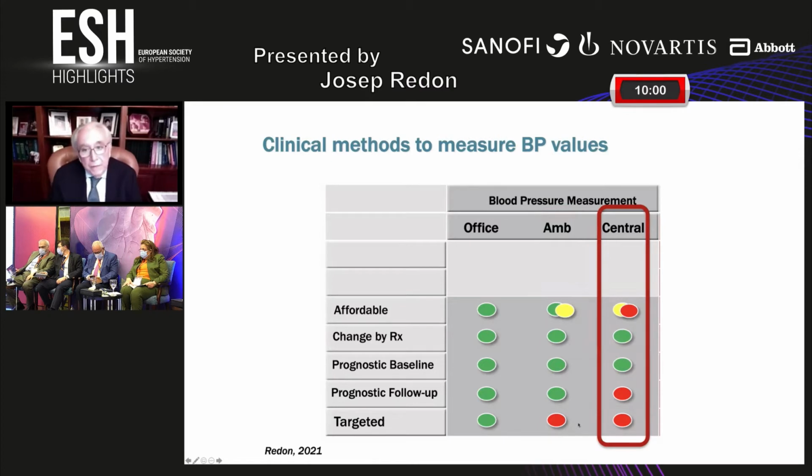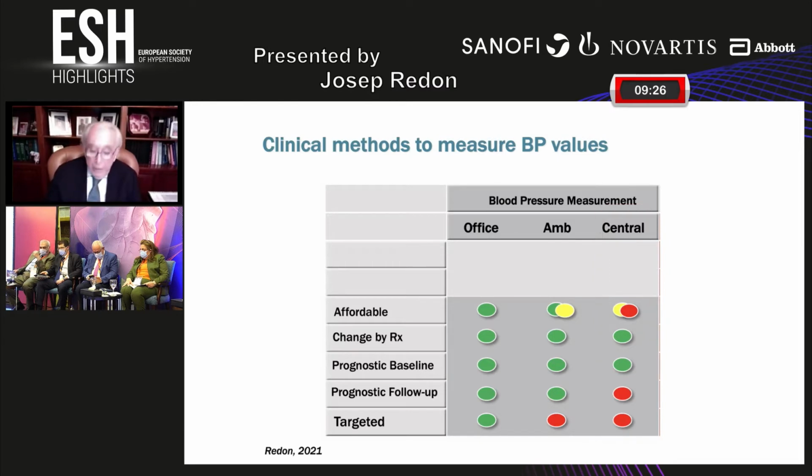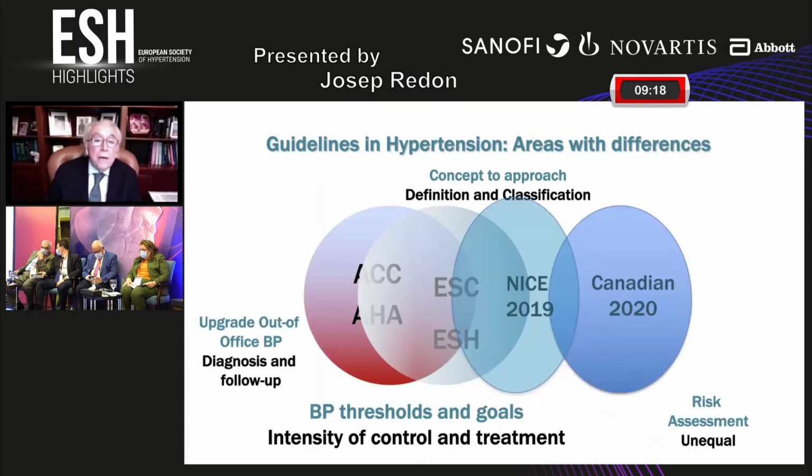What about central? Central was one question to the first speaker. It is not too affordable. It is true that it changes with treatment and seems to have some prognostic value at baseline, not too much, but there are no data on prognosis in follow-up, and it has not been targeted in order to detect whether, by targeting central blood pressure, we can obtain better benefits in terms of reducing morbidity and mortality. Then we have these three, but we are going to move right now to the values.